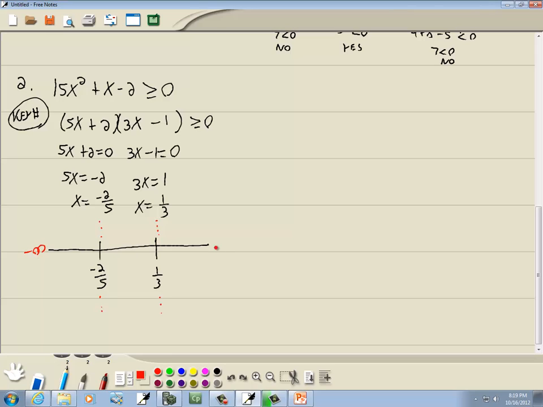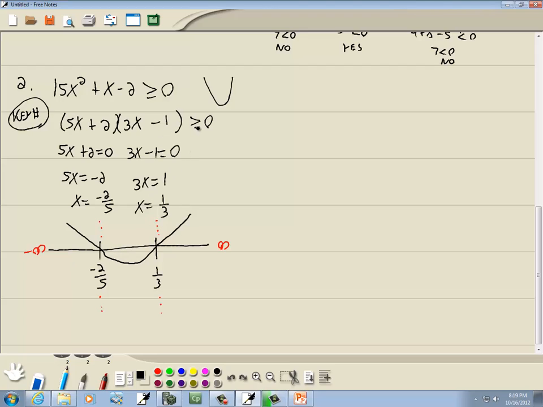Clear over here is negative infinity. Clear over here is positive infinity. Now I know what x squared looks like. X squared just in general looks like that. If it's a positive number, it opens up. So I don't really need to graph this. I know it's going to look something like that. It's going to pass through here and here, and it'll open up.